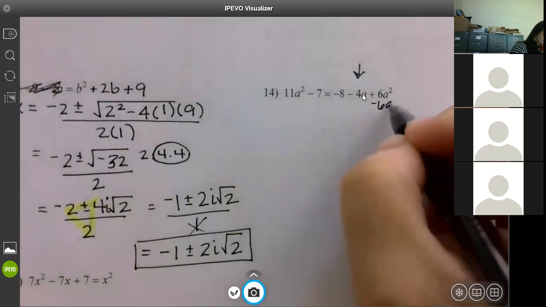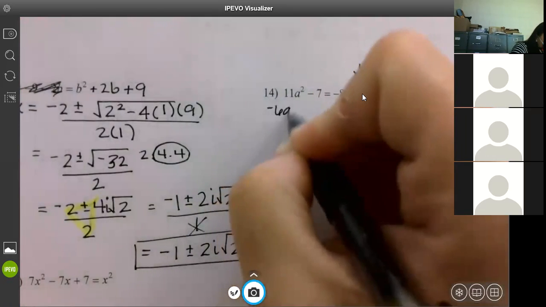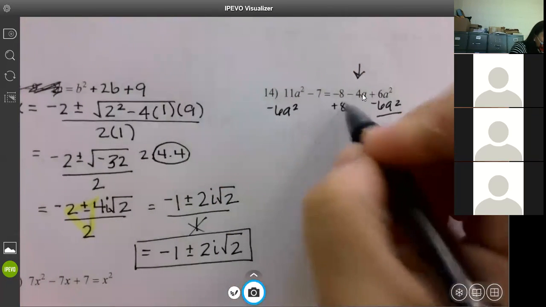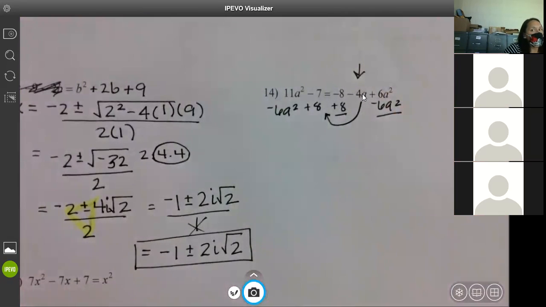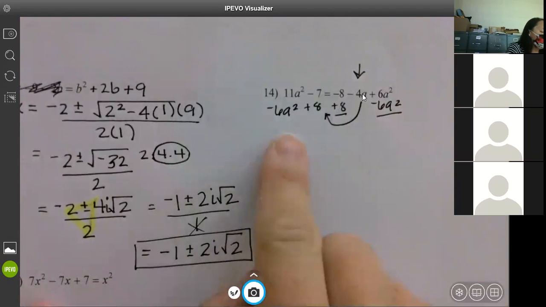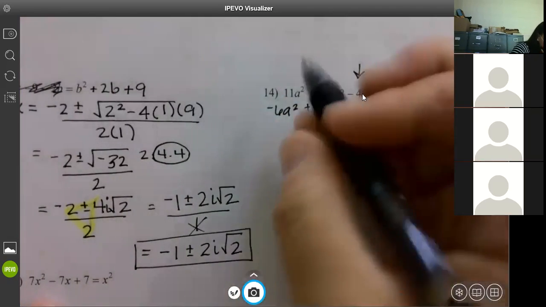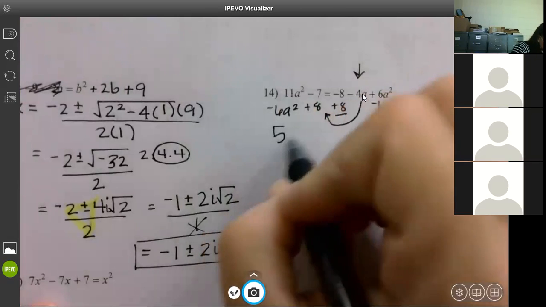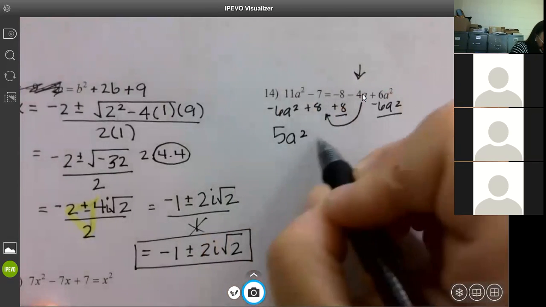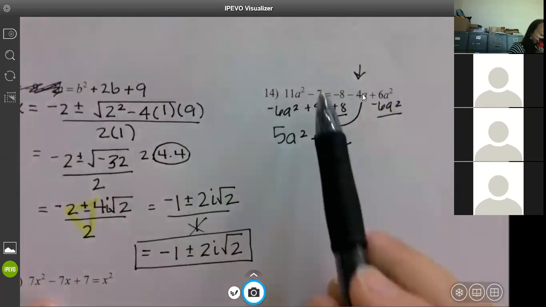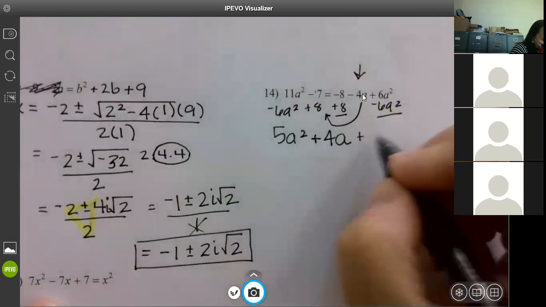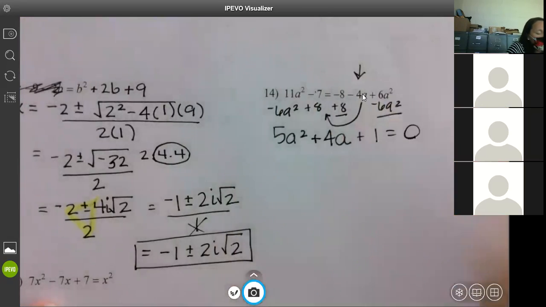So I'm going to minus 6a squared. I'm going to add 8. And I'm going to move that 4a over. I only did these like this because they're like terms, okay? 11 minus 6 is 5a squared. The 4a goes in the middle, but we change it to positive because we took it from the other side. And then what is negative 7 plus 8? 1. Always keep the a squared positive.